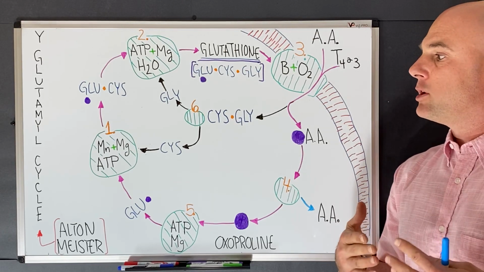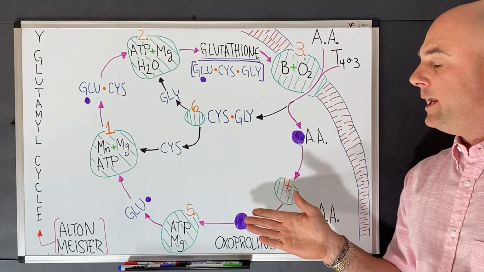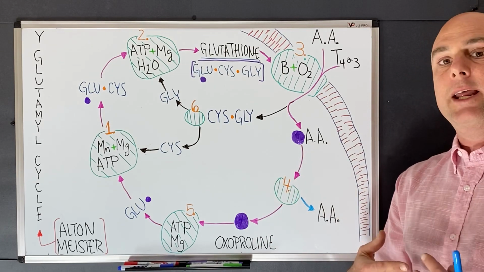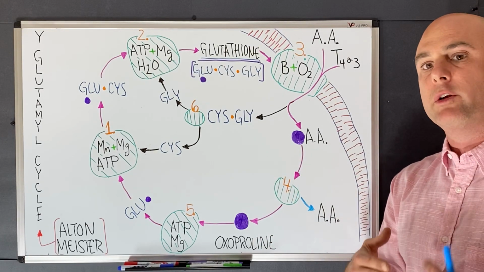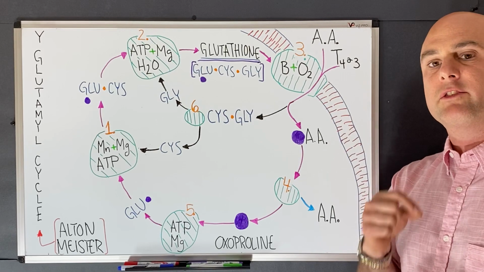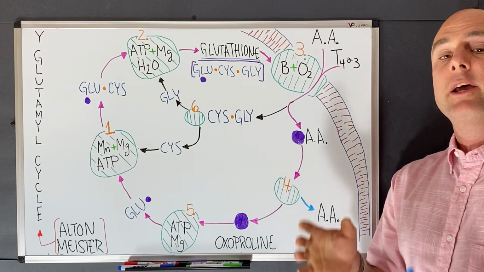So that is the gamma-glutamyl cycle elucidated by Altenmeister. Again, it's the synthesis and breakdown of glutathione that allows the cells to bring amino acids into it.